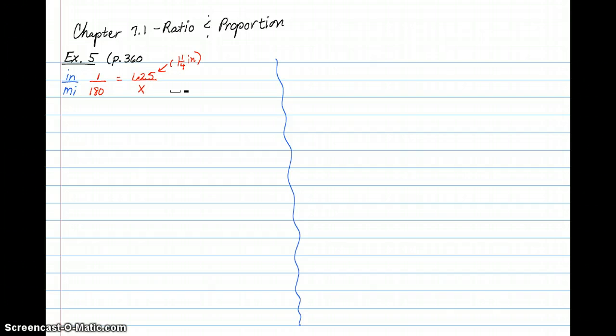Let's go ahead and go through the work on this. It's going to be 1 times x when we use cross products, so 1x or x equals 180 times 1.25. When we put that into the calculator, that 1x can be just written as x, we end up with 225 miles between Dallas and Houston.